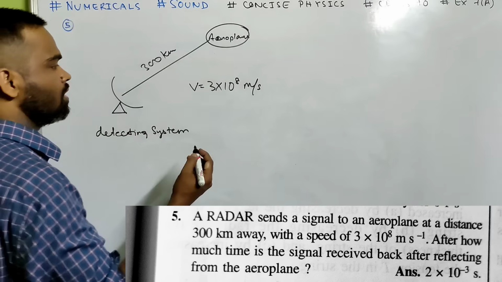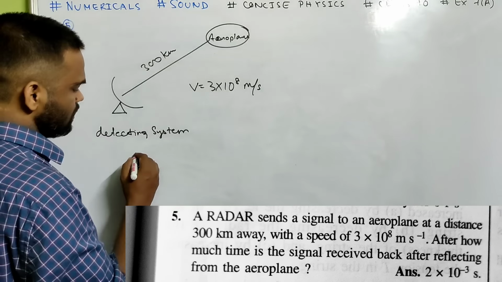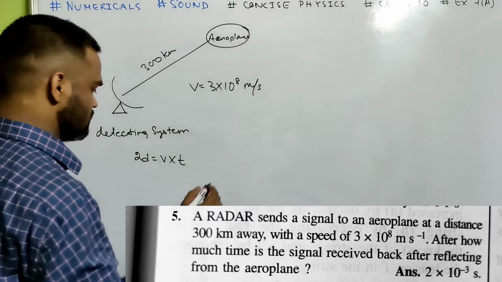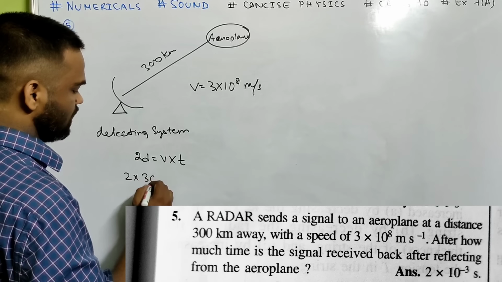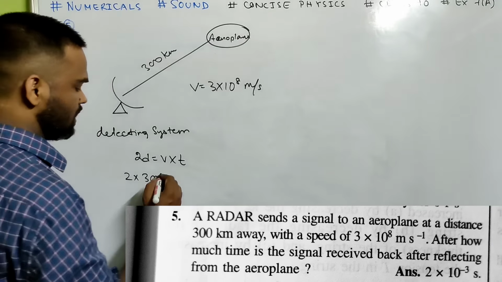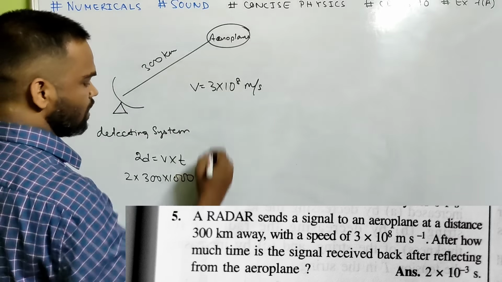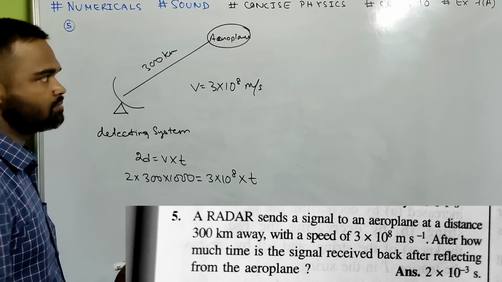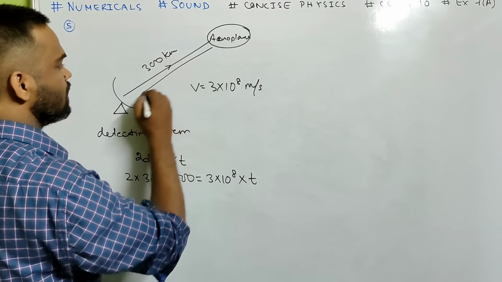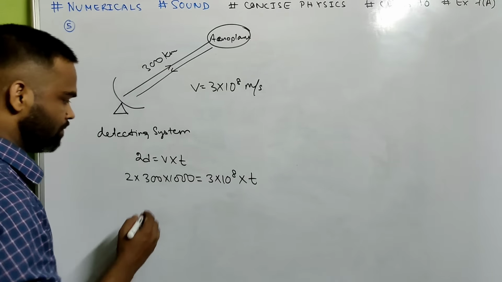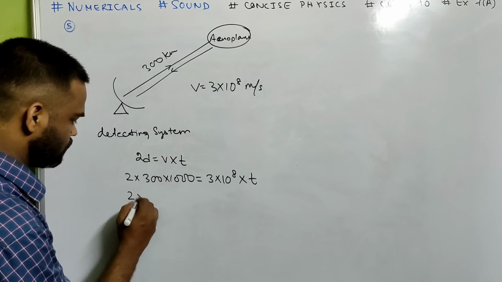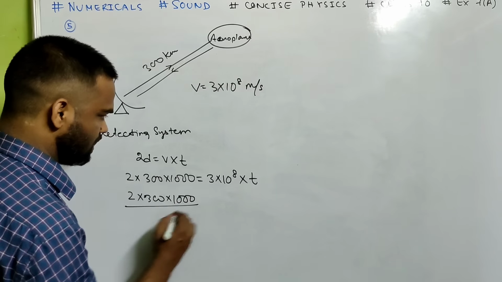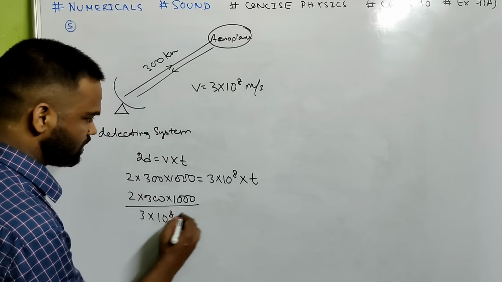So they're asking time. Again, we know 2D equals V into T. D is over here 300 kilometers. So 2 into 300 kilometers, we change it to meters, so we'll multiply by 1000. Velocity is 3 multiplied by 10 to the power 8, multiplied by time. The wave goes and then again comes back, the signal. So this is 2 into 300 into 1000 by 3 into 10 to the power 8. That is your time.